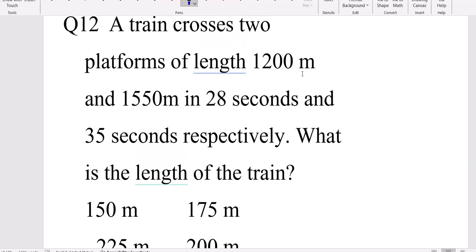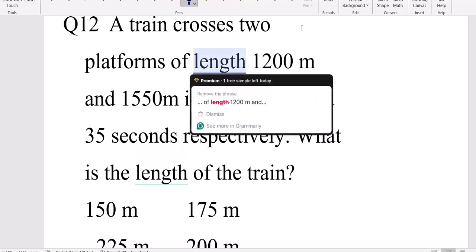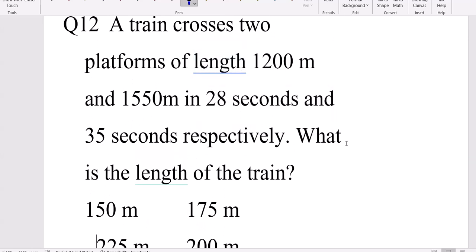Okay. A train crosses two platforms of length 1200 meters and 1550 meters in 28 seconds and 35 seconds. What is the length of the train? Again, there is a traditional method to solve this question, and a very easy way.